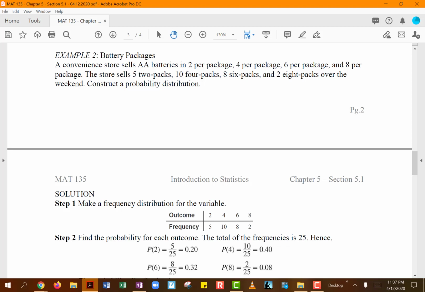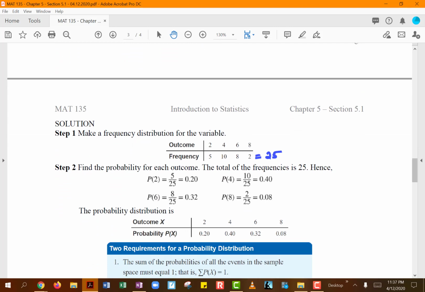If you add up your frequency column, that's going to add up to 25. That's where they're getting this number 25 from. And then you calculate your probability. Remember, frequency is different, probability is different. Once you have calculated your total for the frequency column, you take the frequency for each individual outcome and divide it by the total. That's how we calculate probability.